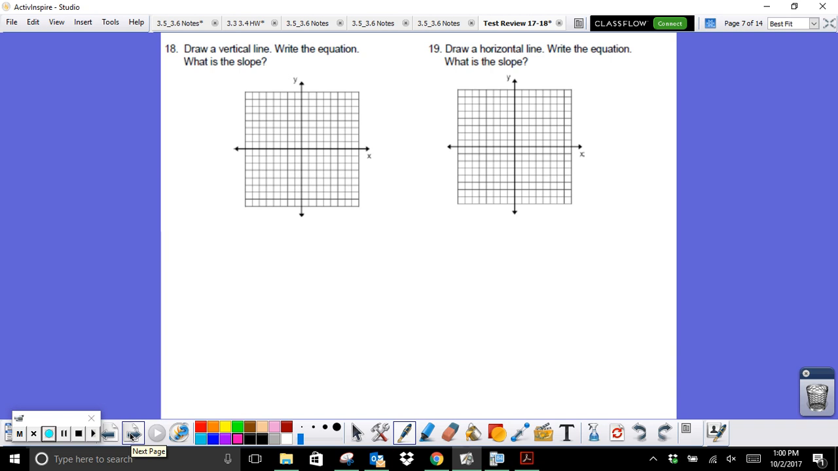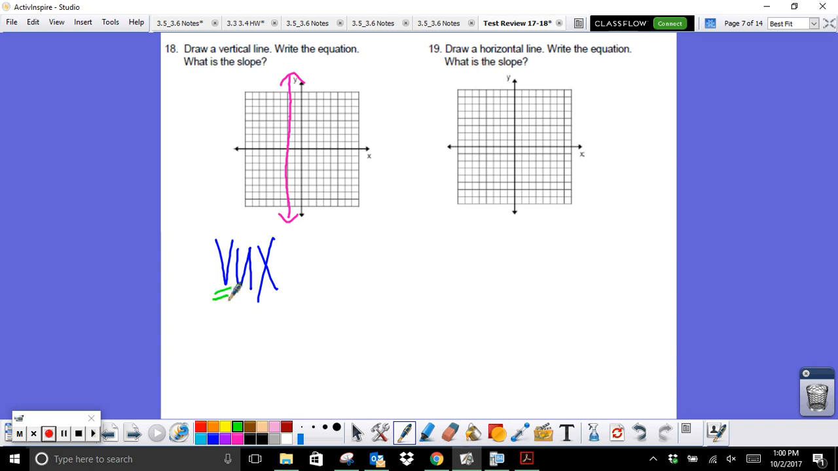Number 18, draw a vertical line. Then we're going to write the equation and we're going to say what the slope is. Okay, so any vertical line, it doesn't matter. I'm just going to draw one here. Well, that's not very straight. Okay, when we think of vertical and horizontal lines, we're going to think HOY VUX. In this situation, we're talking about vertical. So we're going to say VUX because this is going to help us out with these questions.